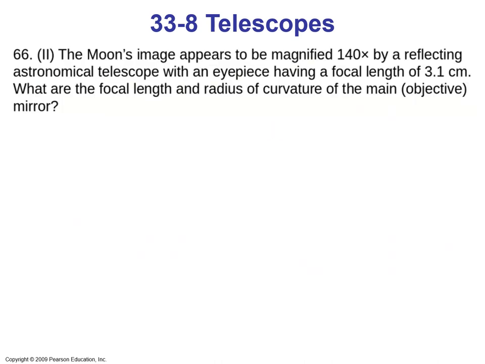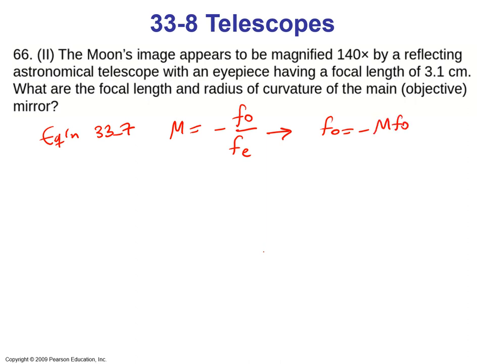As an example, let's go through problem number 66 in the book. The moon's image appears to be magnified 140 times by a reflecting astronomical telescope with an eyepiece having a focal length of 3.1 centimeters. What are the focal length and radius of curvature of the main objective mirror? The focal length of the mirror is found from equation 33-7, where we have M is equal to minus f_o divided by f_e. We can solve it for f_o. f_o is equal to minus M times f_e.